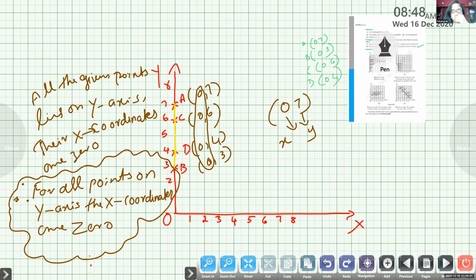All the given points lie on the y-axis. Second point, their x coordinates are 0. Third point, very important point: for all points on y-axis, the x coordinates are 0.